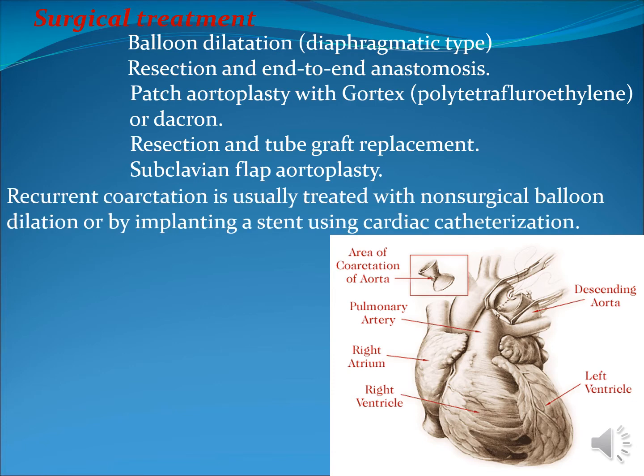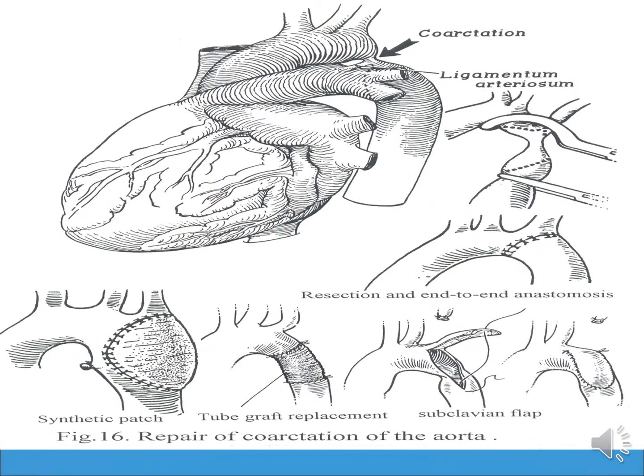Recurrent coarctation is usually treated by non-surgical balloon dilatation or by implanting a stent using cardiac catheterization. Such picture for coarctation showing procedures for synthetic patch, tube graft, and subclavian flap.